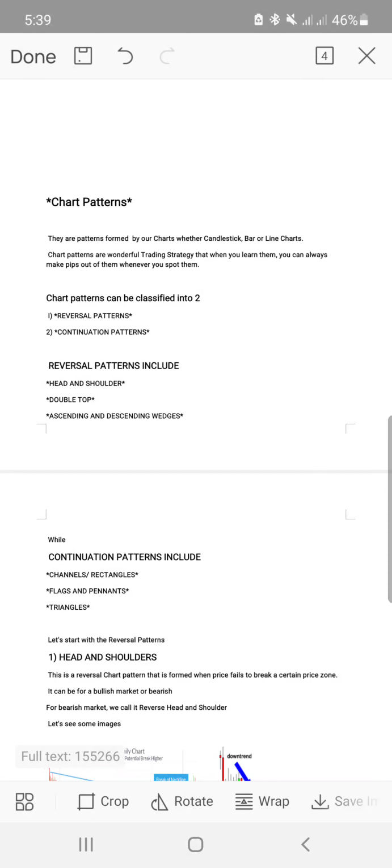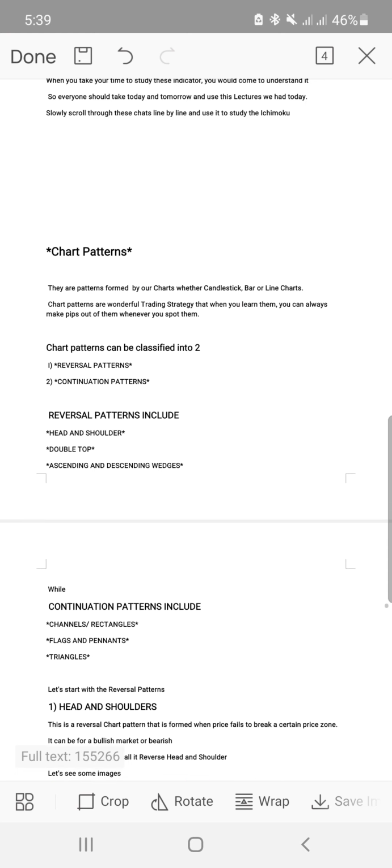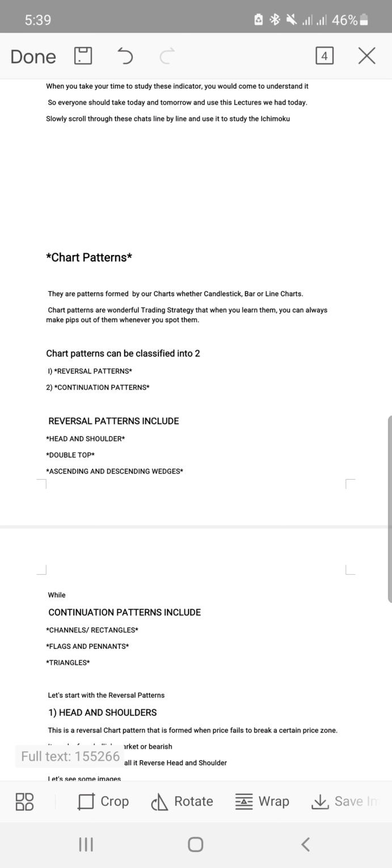In the last class I talked about the Ichimoku indicator and how we can use it to enter profitable trades, right? So we are gradually wrapping up our classes on price action. In today's topic we're going to be covering chart patterns.